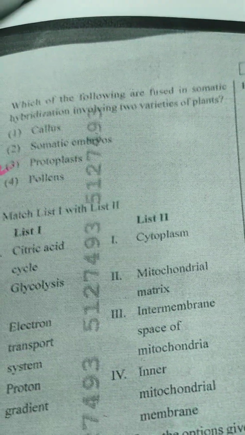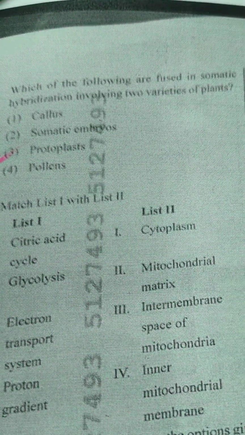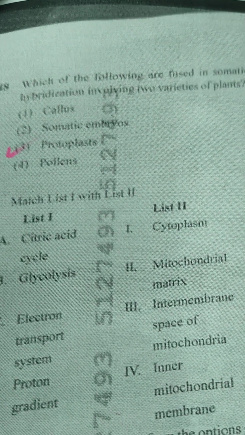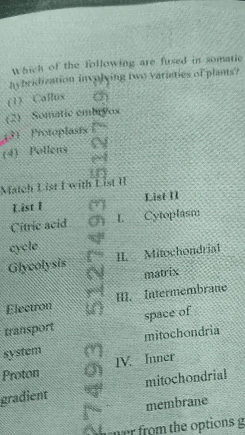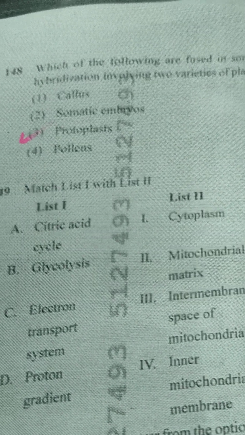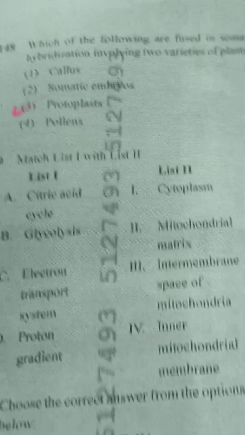Question number 148. Which of the following are fused in somatic hybridization involving two varieties of plants? Correct option is 3, protoplasts.